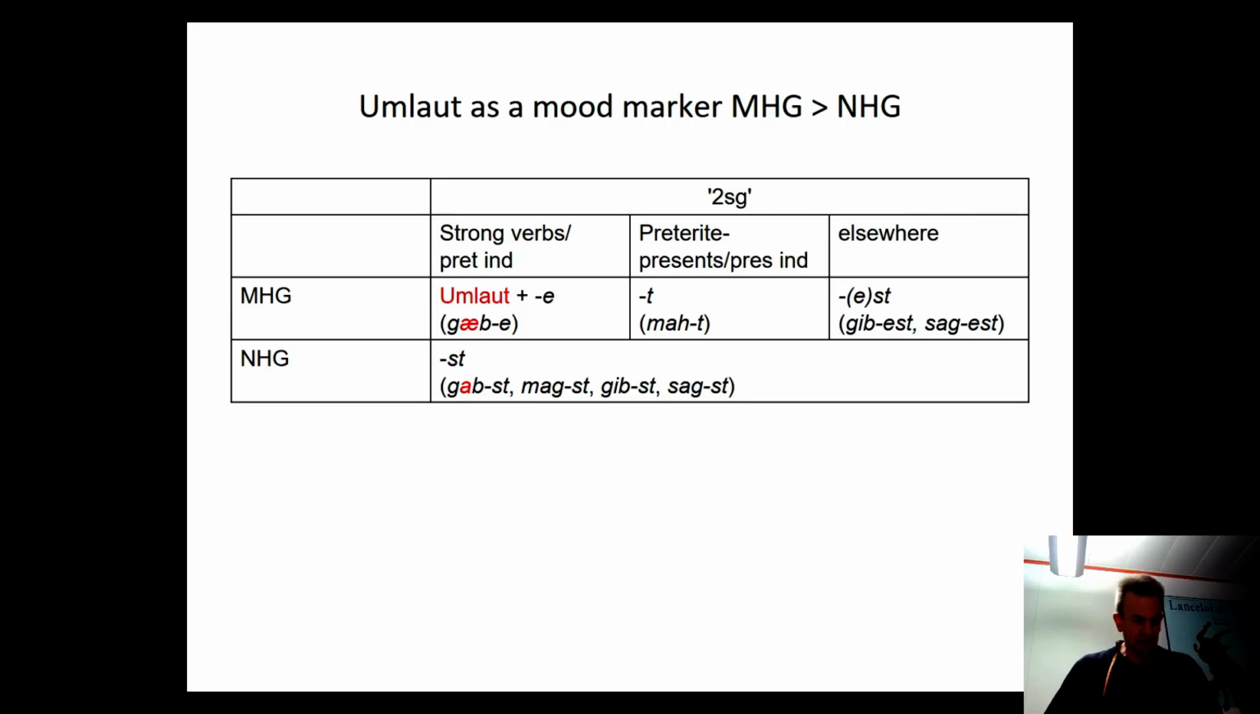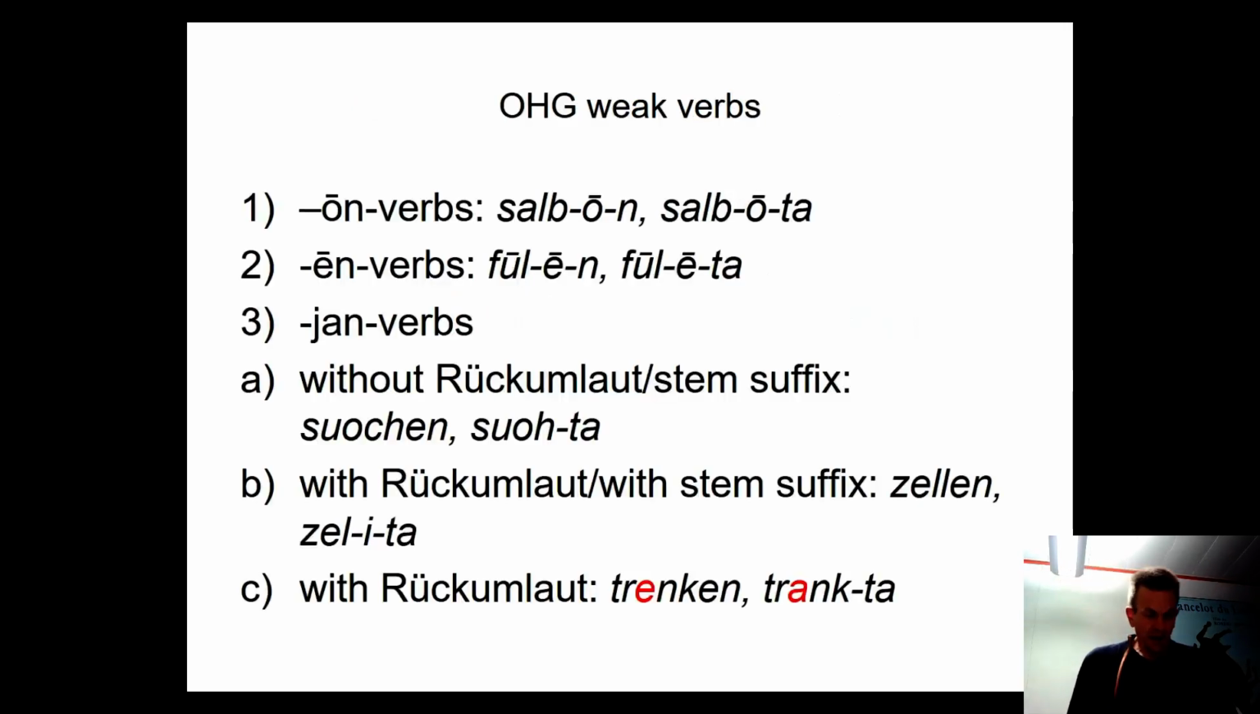Unlike the strong inflection, where the old ablaut system remains largely untouched, weak inflection undergoes a far-reaching restructuring in Middle High German. Before we come to the causes and consequences, a few words about the initial situation. In Old High German, there were 3 inflection classes of weak verbs: en verbs, on verbs, and jan verbs, recognizable by their respective stem suffixes.